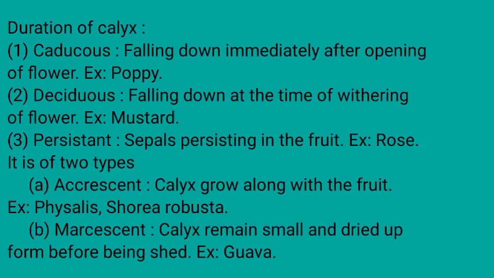Accrescent calyx, it grows along with the fruit. Marcescent. In this type, calyx remains small and dried up, before being shed. Example, guava. Corolla.